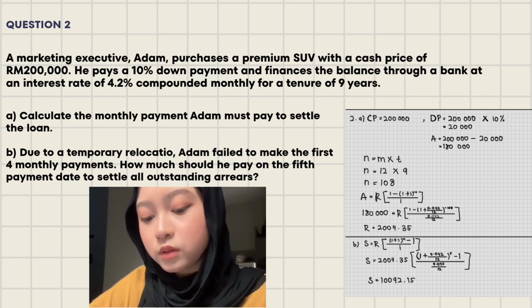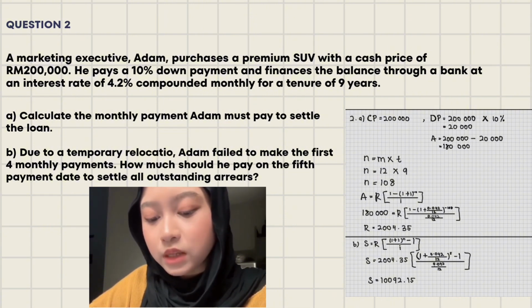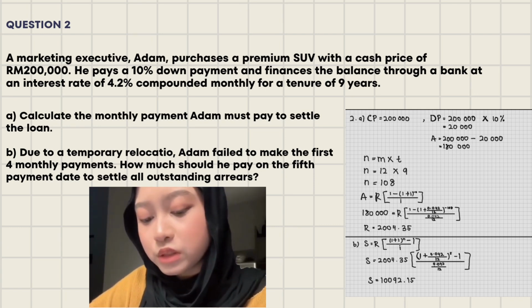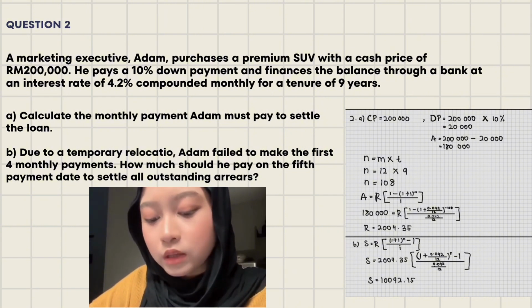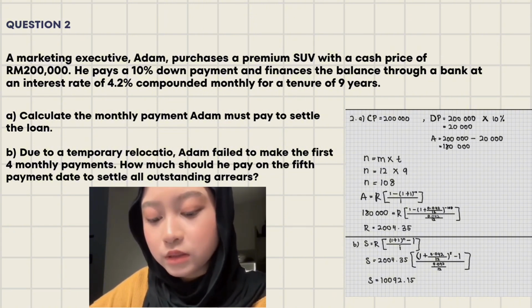So the first thing is we have to search for N. The formula for N is N equals M times T. M is 12 and T is 9. N equals 12 times 9, and we got 108 for N. So for this question we will use the annuity formula. A equals R open bracket 1 minus open bracket 1 plus I close bracket to the power of minus N over I close bracket. So A is 180,000.